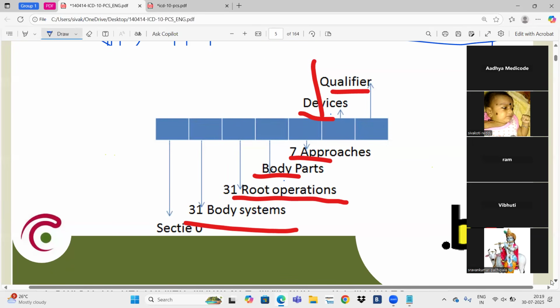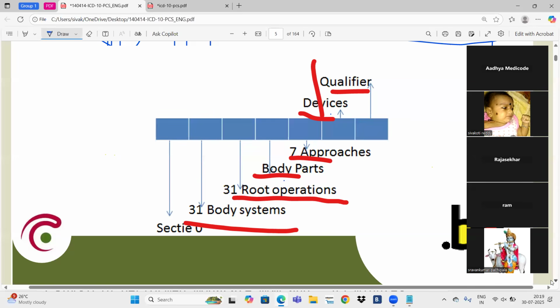What is the second character in the PCS code? Body system. So in total we have 31 body systems in the second character. Third character, root operation, total 31 root operations. Next, body part. Next, the fifth character, approach. Total 7 approaches, different types of approaches. Sixth, device. Seventh, qualifier.